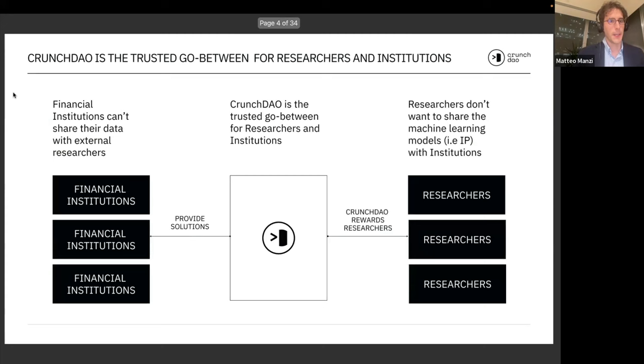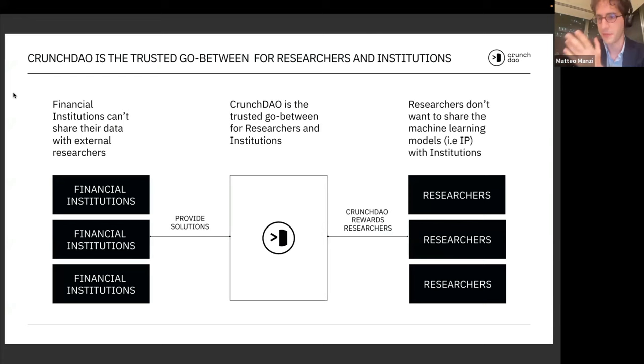Let me just say that, as I introduced, the idea is to put together two needs. One is this ability of researchers to provide intellectual property in a way that maintains the ownership of this intellectual property and obtain rewards with these abilities, which you're all developing in this class, I guess, among others.